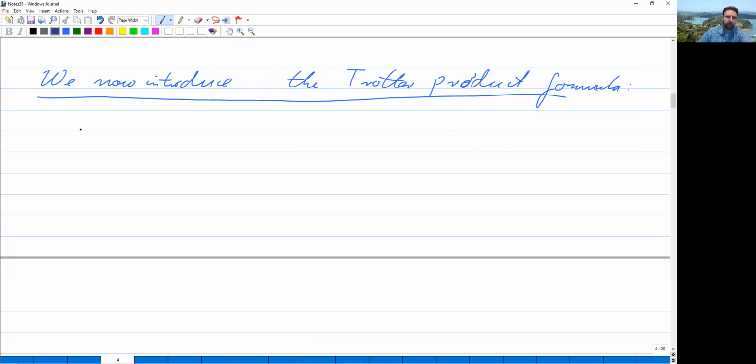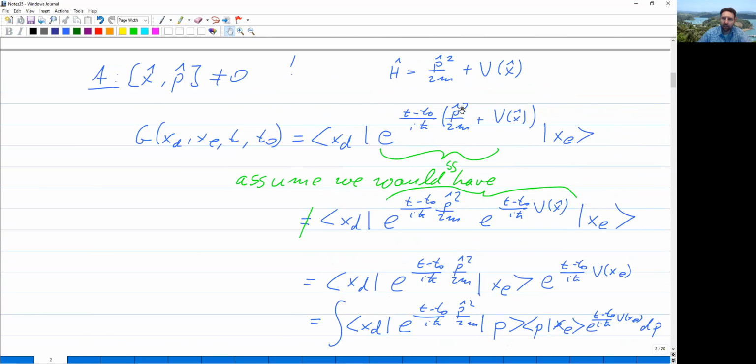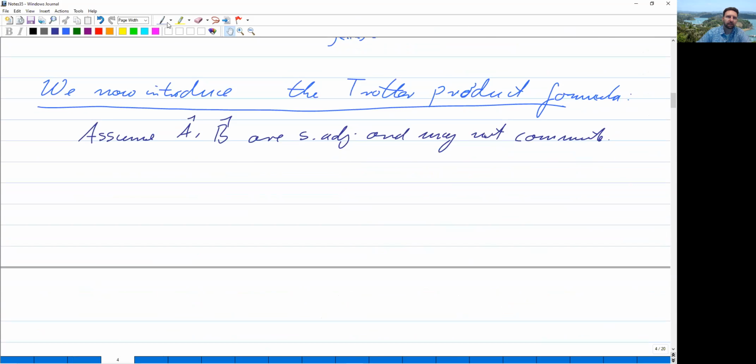All right, so assume A hat, B hat are self-adjoint and may not commute. This is our situation, namely here. You see the p squared over 2m is an operator like A. Actually, the whole thing here would be the operator A. And then this multiplied with that would be our operator B. So let's assume that we have two self-adjoint operators and they do not commute.